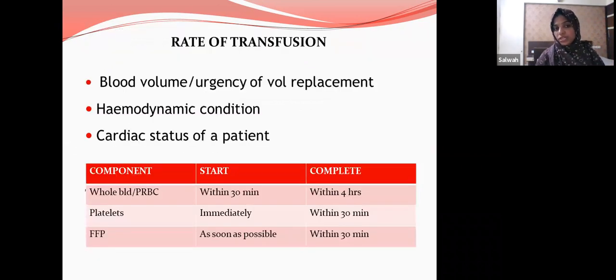Now coming to the rate of transfusion. The rate of transfusion depends upon the blood volume, the urgency of the volume replacement, the hemodynamic condition or cardiac status of the patient. And usually red cells, FFP, and platelets are transfused at a rate of 1 to 2 ml per minute for the first 15 minutes. Usually blood is transfused at a slower rate initially because transfusion reactions are supposed to happen in the initial 15 minutes.